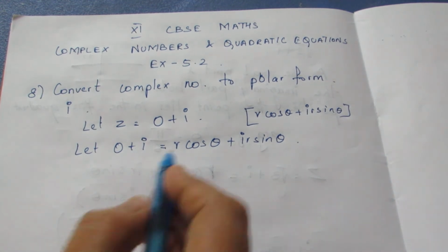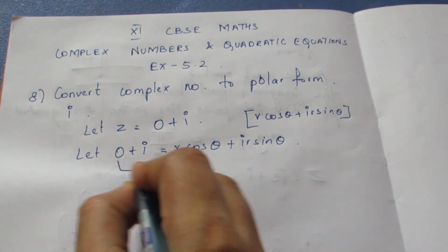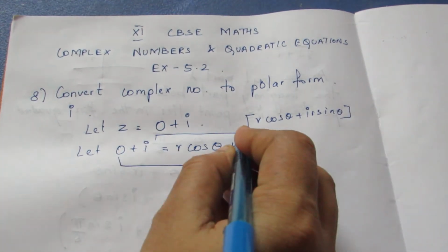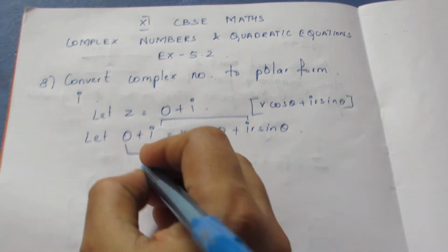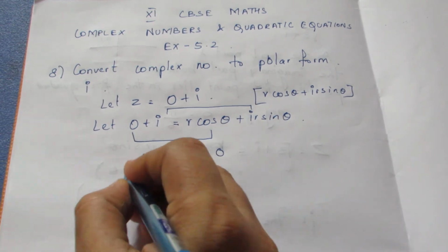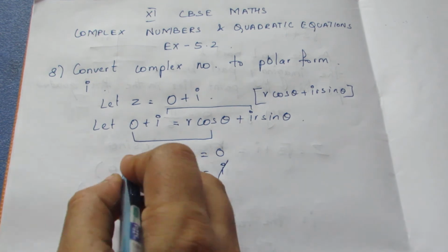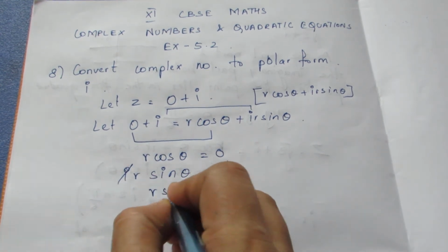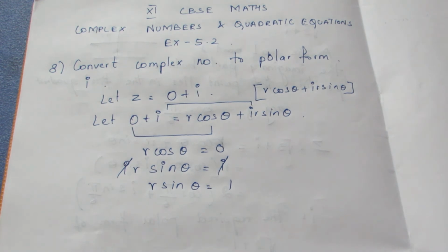Now we know that this is the real part in the equation and this is the imaginary part. For that we are going to equate the real part to the real part and the imaginary part to the imaginary part. If we write it separately, we get r cos theta equal to 0, i r sin theta equal to i. Here i gets cancelled and we have r sin theta equal to 1.